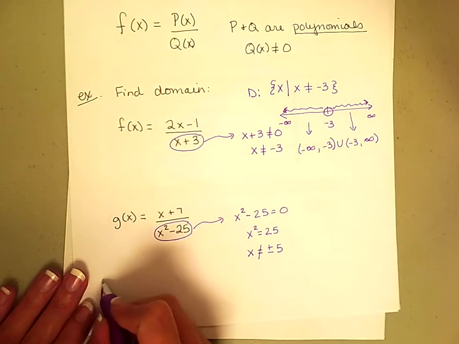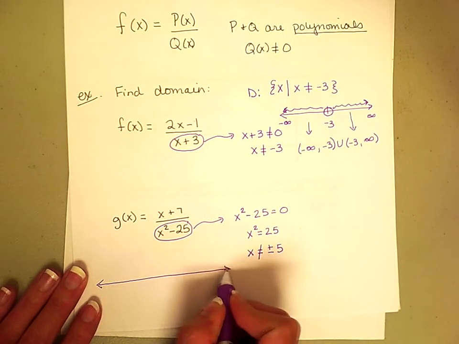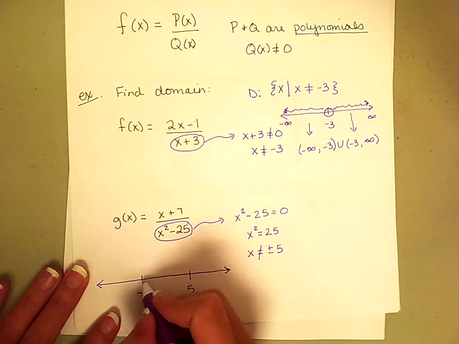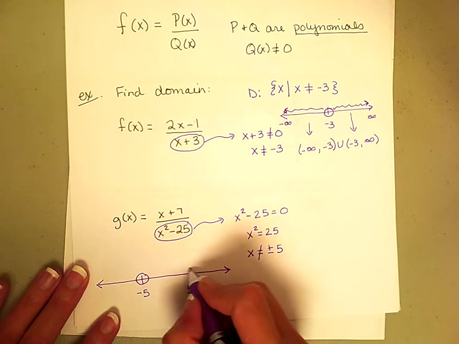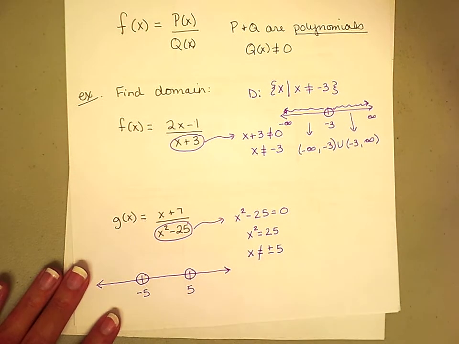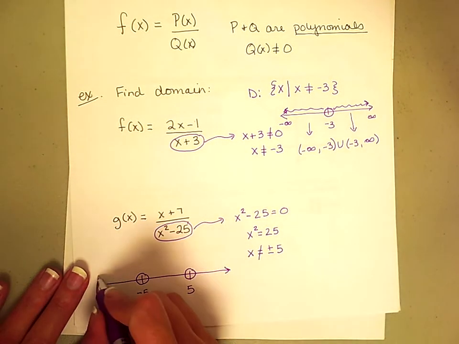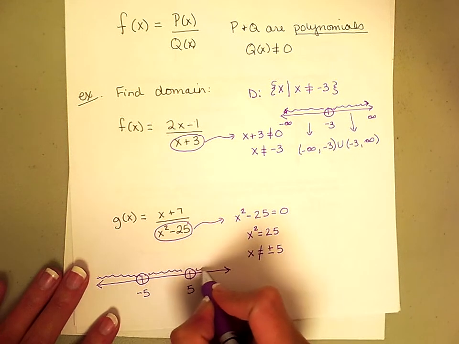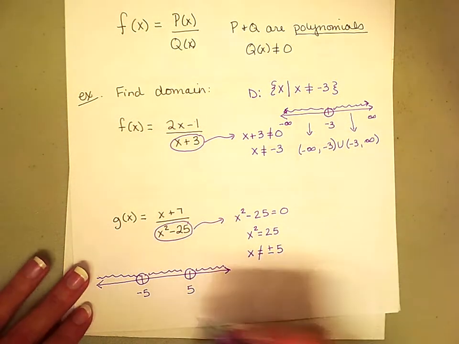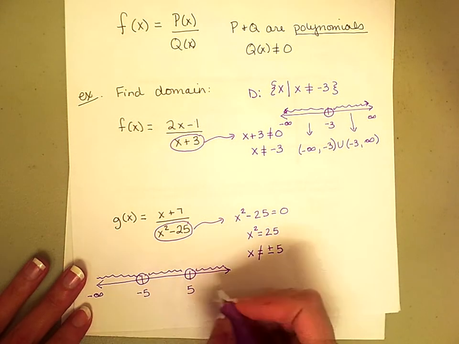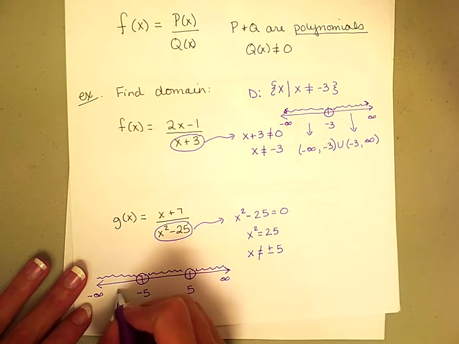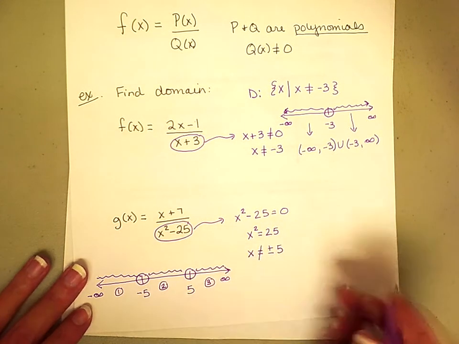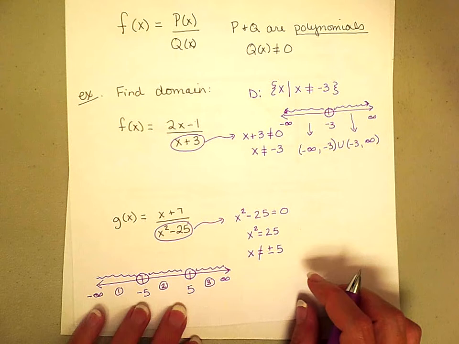On the number line, now I have two numbers to exclude, the negative 5 and the positive 5. But every other number is good. So now I have, remembering this is negative infinity and this is positive infinity, 1, 2, 3 intervals that I need to include.